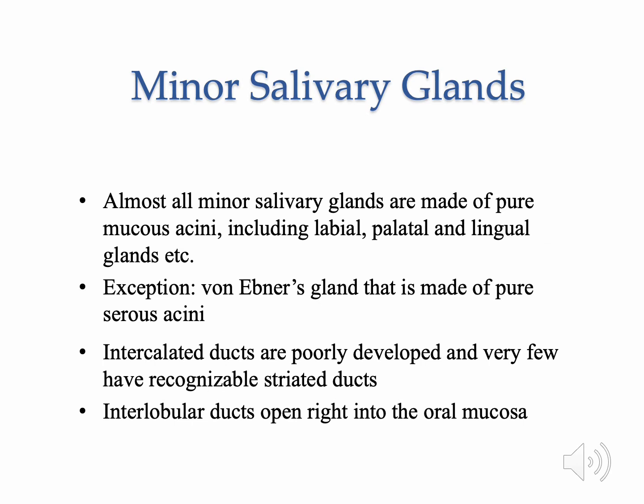Now coming back around to the minor salivary glands, so essentially they are again purely composed of mucous acini, with the only exception being our serous glands of von Ebner. They have a much less developed ductal system than the major glands. We have some poorly developed intercalated ducts with virtually no striated ducts recognized within the minor salivary glands. And the interlobular ducts will open right into the oral mucosa. So we don't see extremely well developed excretory ducts within these glands.